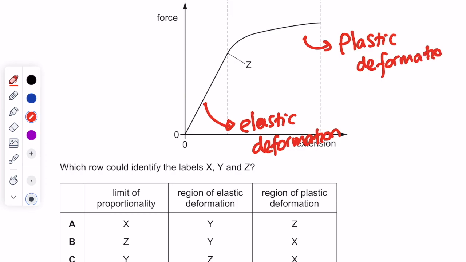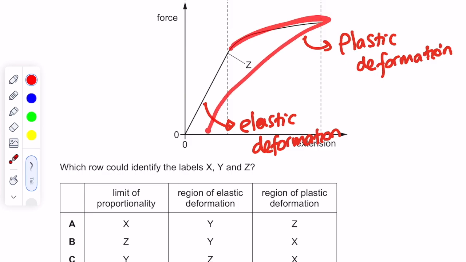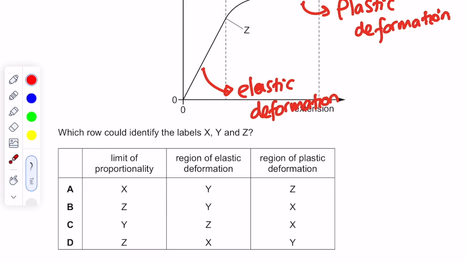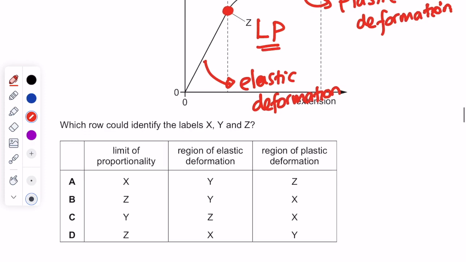It means over here in this region, if you let it go, it will have a permanent deformation, something like this. And the boundary between these two is called the limit of proportionality. So let's check. Let's start with C. Limit of proportionality is Z. This is correct. But on the other hand, the region of elastic deformation is X. Answer should be D.